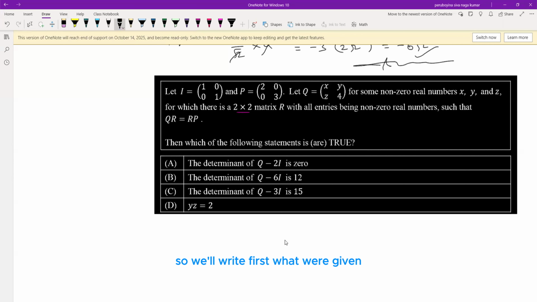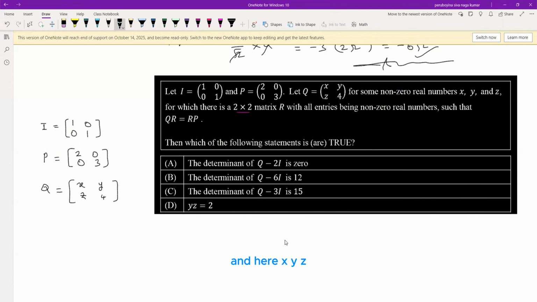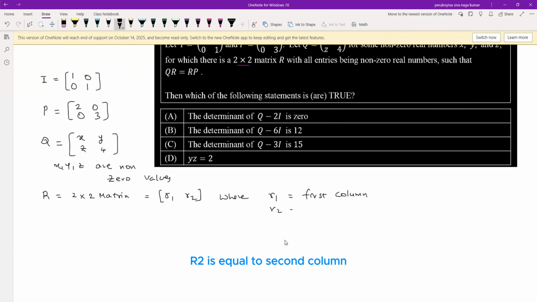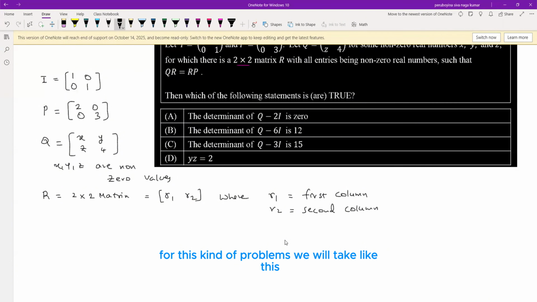So we'll write first what was given. Identity matrix I is [[1,0],[0,1]], and P is equal to [[2,0],[0,3]], and Q is equal to [[X,Y],[Z,4]]. And here X, Y, Z are non-zero values. For the matrix capital R, they said it is a 2 by 2 matrix. So you can take R1, R2, where R1 is the first column and R2 is the second column. For this kind of problem, we will take it like this. And we are using eigenvalues because they said QR is equal to RP.